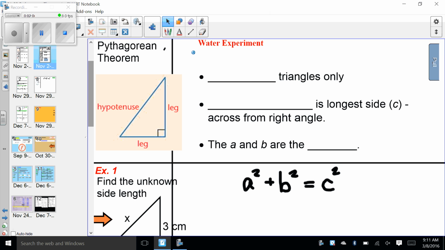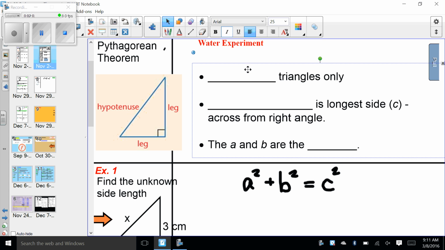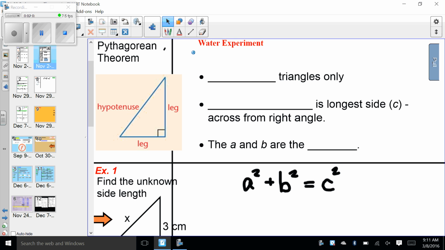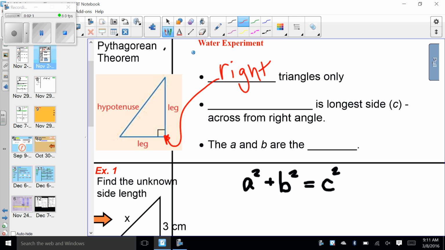So there's some key words here. First of all, it is made up of right triangles only. You can only have a right triangle here in order for that to work. We talked about that yesterday in our work. So a squared plus b squared equals c squared, and that gives you that right triangle here.